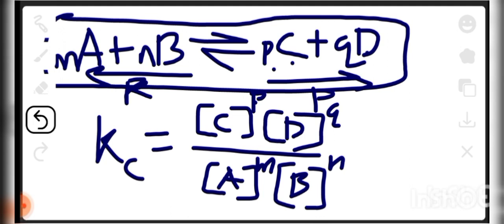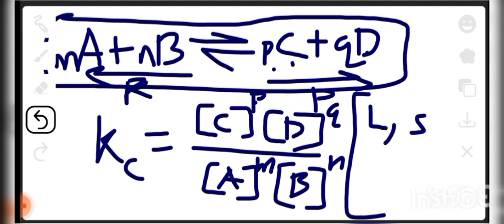Just multiply what you have in the product, raise them to the number of their moles, divided by what you have in the reactants, raised to the numbers of their moles. The only thing you should take note of here now is if any of these reacting species are pure liquid or solid, you will ignore them. We don't include pure liquid or solid while writing the equilibrium constant. So let's look at a few examples.